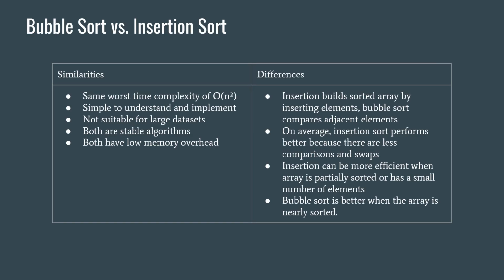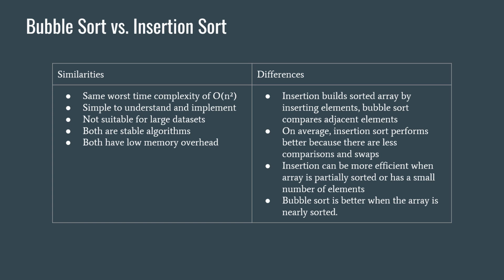Now we will discuss the similarities and differences between both bubble and insertion sort. First off, the similarities. Both bubble and insertion sort have the same worst time complexity of big O n squared. They are both simple to understand and implement. Both are not suitable for large data sets. Both are stable algorithms, and they both have low memory overhead.